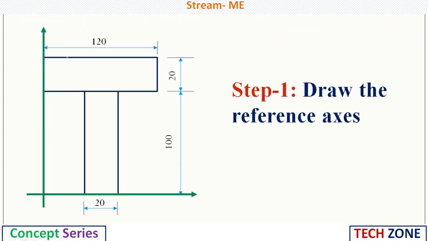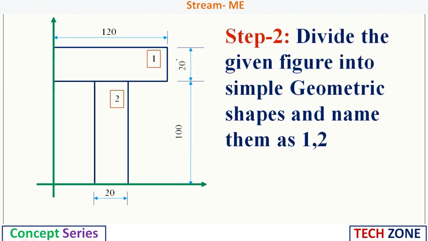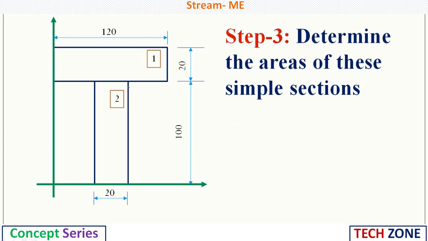First step what we need to do here is, we need to draw the reference axis. So here you can observe the reference x-axis and the reference y-axis. In the second step, we need to divide the given figure into simple geometrical shapes and name them as 1 and 2. So if you observe here, we can divide this T section into two small rectangles and consider them as section 1 and section 2.